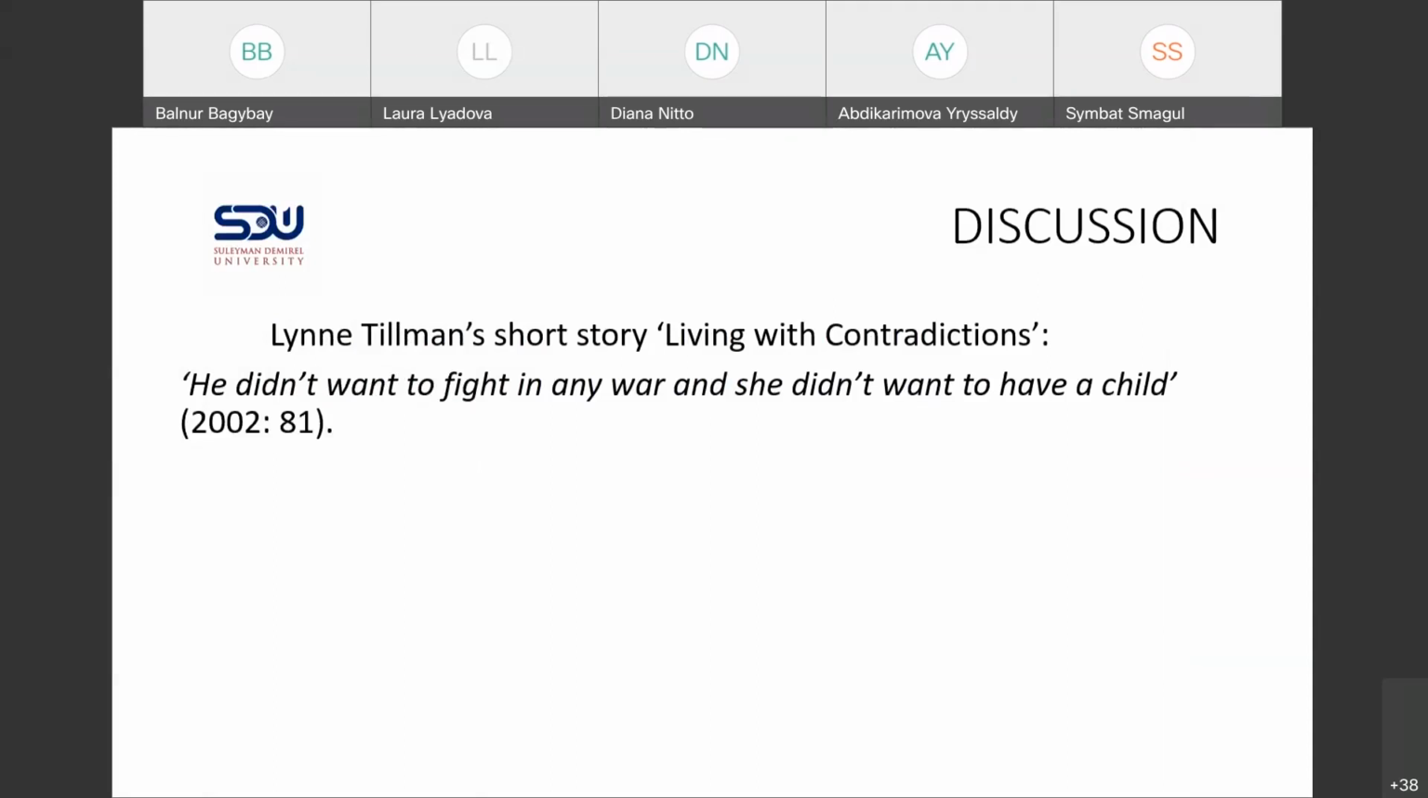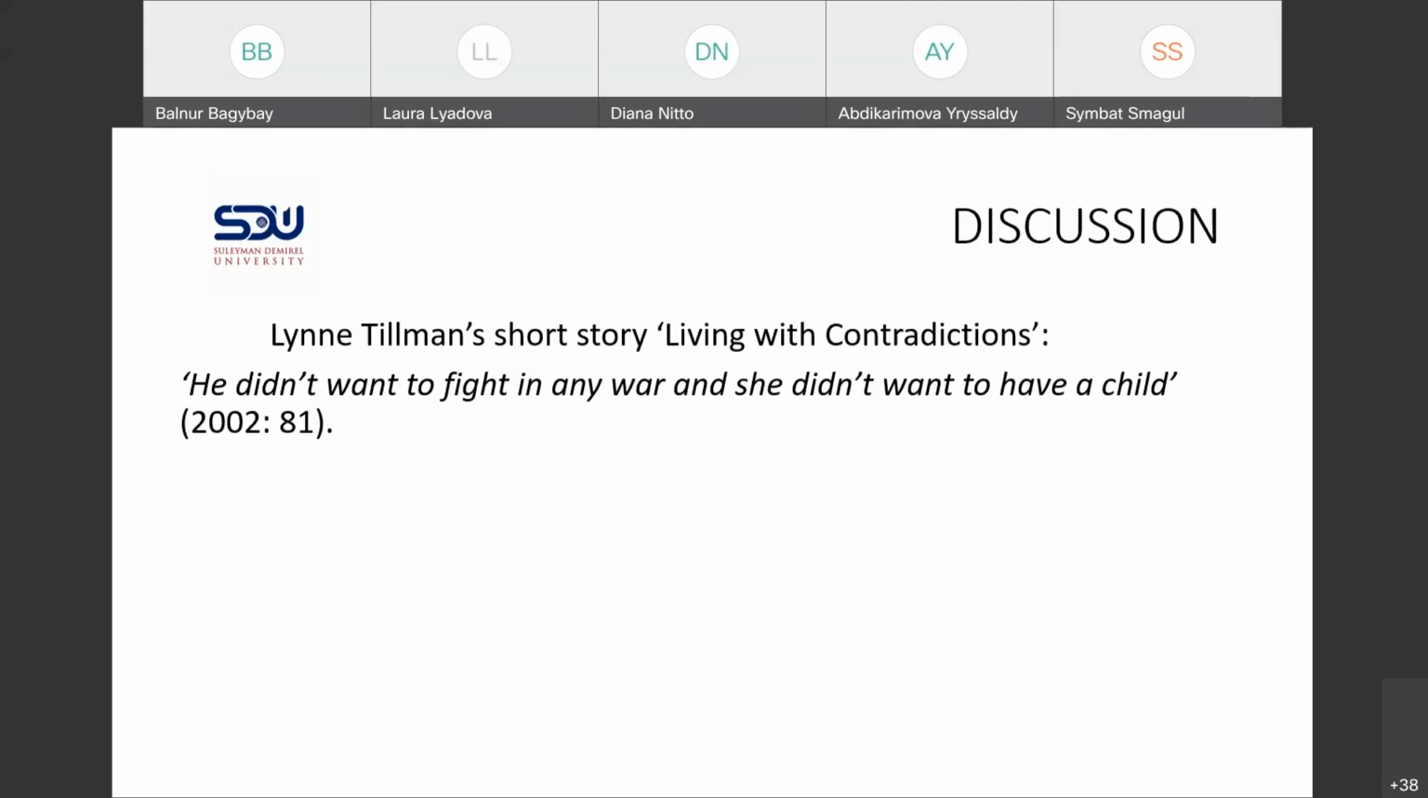Okay, now let's have a look at the example that we discussed in the previous week, when we discussed the foregrounding ones. So here it's the short story Living with Contradictions by Lynn Tillman, and it is written, he didn't want to fight in any war, and she didn't want to have a child. You may probably remember, guys, right? Yeah. So what is that? What kind of syntactic foregrounding is happening here?